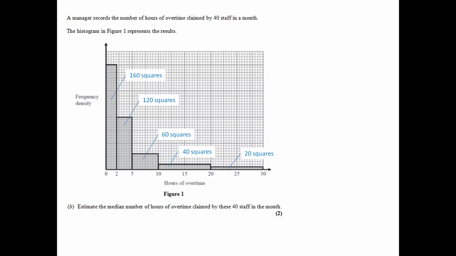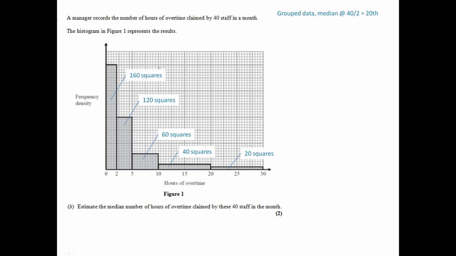In part B, we're asked to estimate the median. Now, we have grouped data 0 to 2, 2 to 5, 5 to 10, and we have 40 members of staff. So therefore my median is n over 2, or 40 over 2. So we want the 20th member of staff and the number of overtime hours that they claimed. Well, there are several ways we can do this. One, we need to remember that the median is the middle of the data.